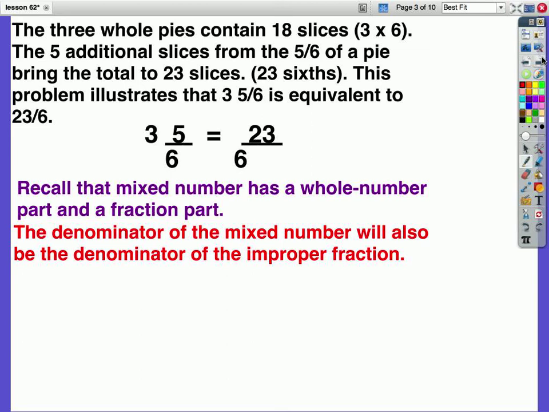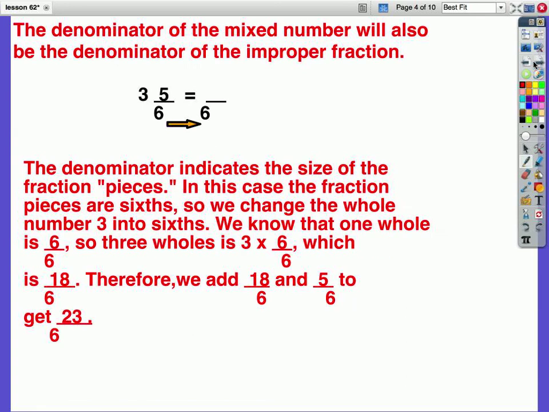This problem illustrates that 3 and 5/6 is equivalent or equal to 23/6. So recall that a mixed number has a whole number part and a fraction part. The denominator of the mixed number will also be the denominator of the improper fraction. So we slide that 6 over. That's going to stay our denominator.